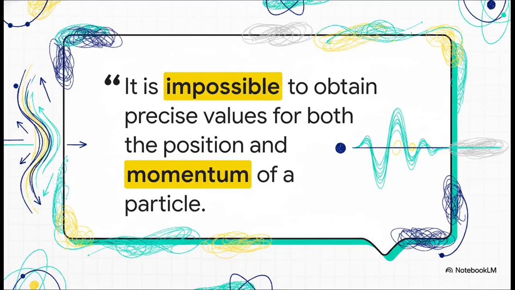And this probabilistic nature is locked in by Werner Heisenberg's famous uncertainty principle. It basically says that the more precisely you know where an electron is, the less precisely you can know where it's going, and vice versa. And this isn't because our measuring tools aren't good enough. It's a fundamental, built-in feature of how the quantum world works.